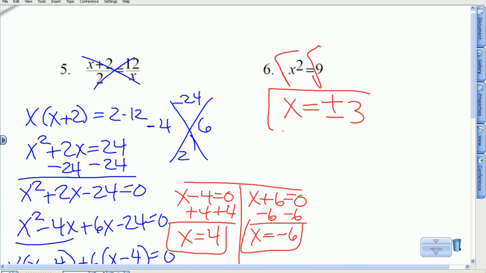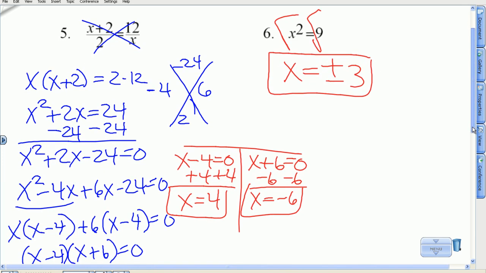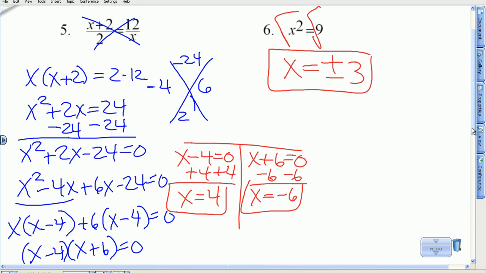So when you are facing a problem that you have a technique for from a previous section or a previous chapter, don't throw those techniques away. You go ahead and take the square root of both sides. But just remember, two roots. You have to have a plus and a minus in front of that 3.